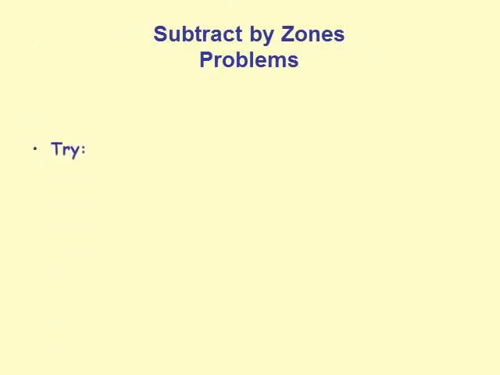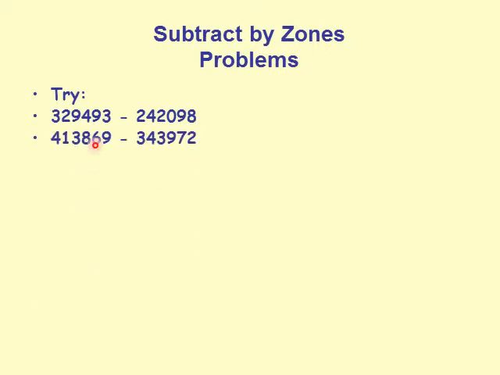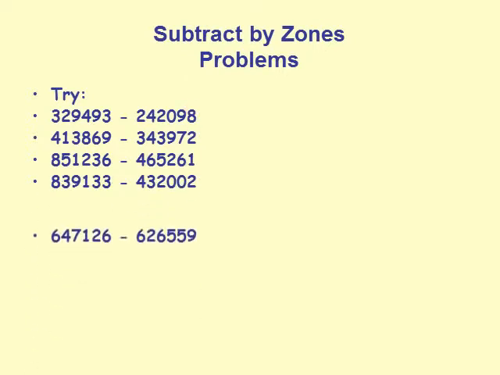Example problems here. Try these. 329493 minus 242098. 413869 minus 343972. 851236 minus 465261. All these problems are 6-digit problems, and if you're uncomfortable with 6 digits and would rather do 5 digits, just drop off a column on the right. Okay, and then some more.